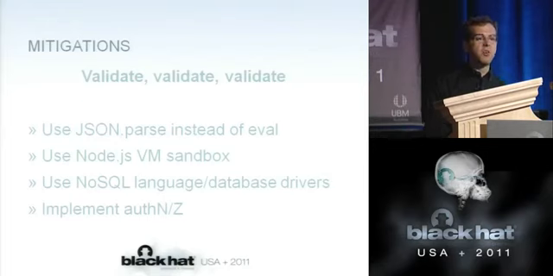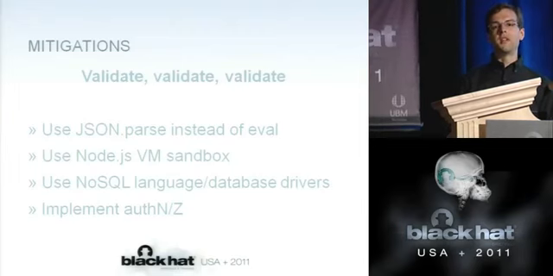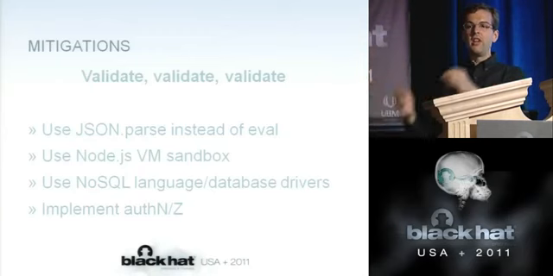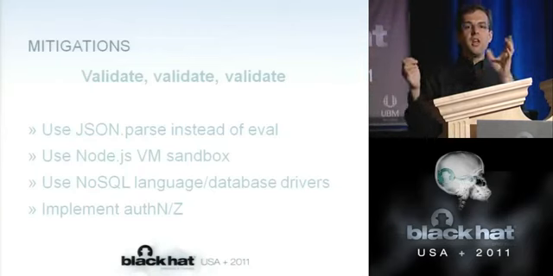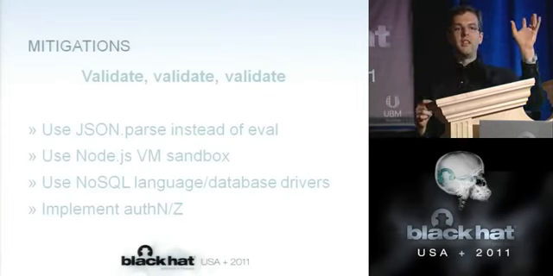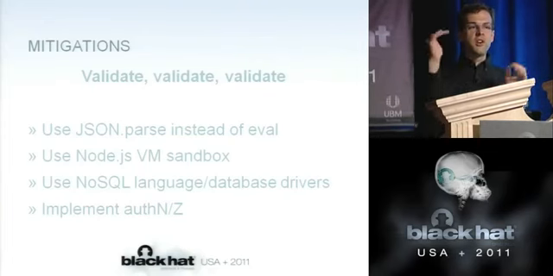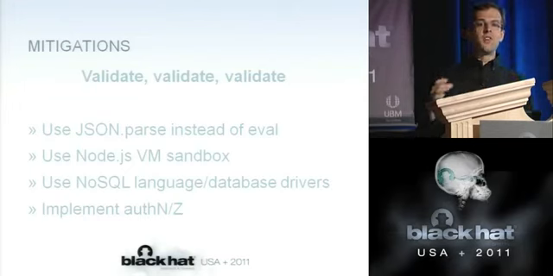Speaking of Node, of all the things that Node can do, it has one called VM, which is actually a sandboxing mechanism. What this does is prevent you from pulling in all the other little modules. I showed that we're going to pull in the FS module and the child process module. If you run your code in this VM sandbox, it prevents you from doing that.